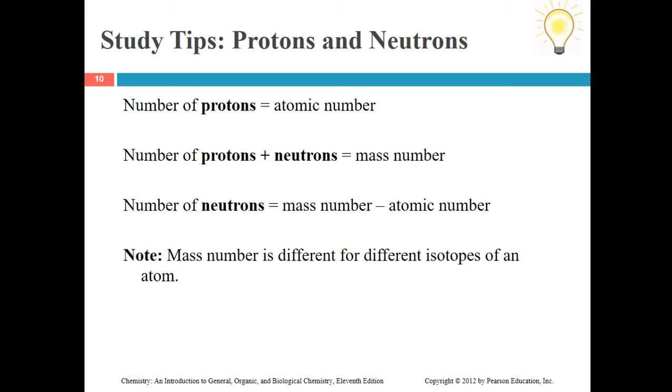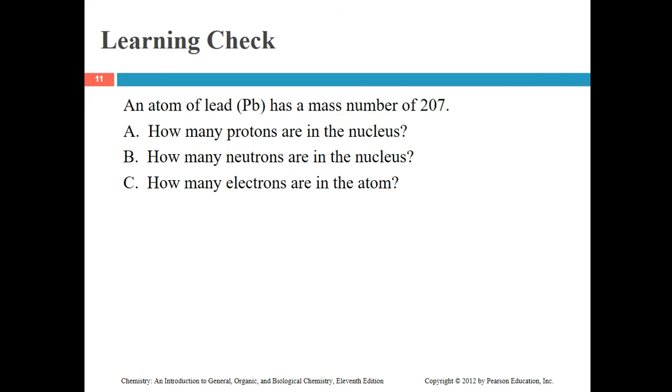Well, I wanted to point out another word that we need to use in another section. You need to realize that the mass number is different for different isotopes of an atom. Now, at the moment, you have no idea what an isotope is, so let's wait till the next section. But right now, in order to find the number of neutrons, we have to take the mass number minus the proton number. So, here we go.